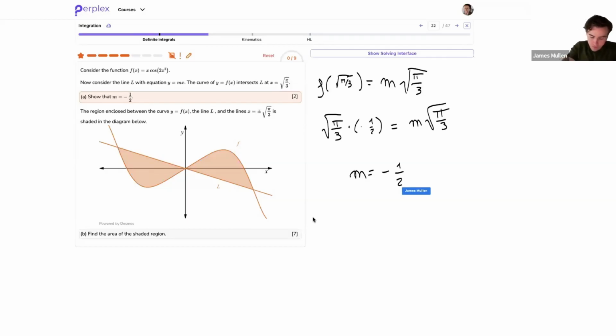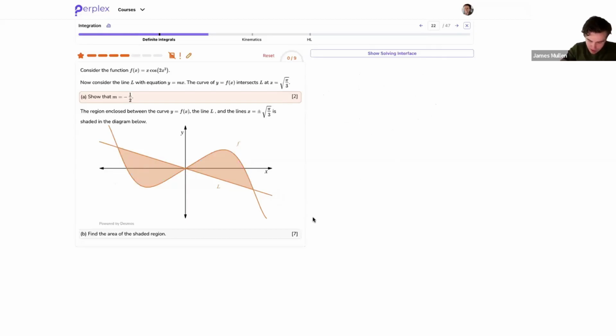All right? And now we have the region enclosed between the curve f of x, the line L, and the lines x equals plus or minus root pi over 3, so between here and here, shaded in the diagram below, and we want to find the area of the region. So we need to set up the integral. The integral from negative root pi over 3 up to root pi over 3.